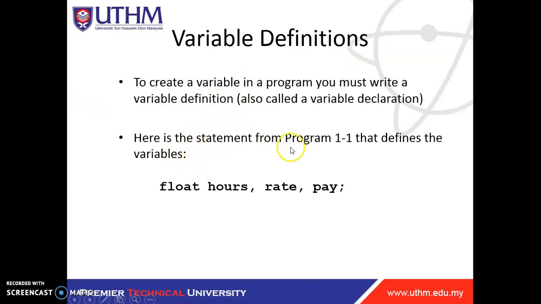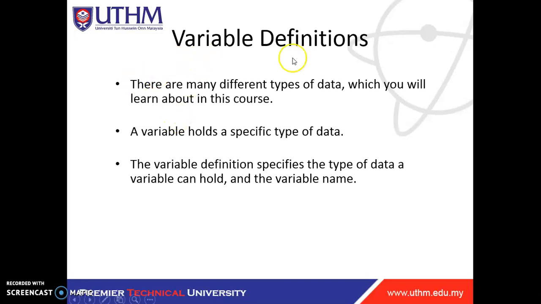So here's an example from the program, okay, this is another example, sorry. So float hours, rate, and pay. So here you can see that for this example, the hours, rate, and pay are all floating numbers, which means it is not an integer, but it is a floating number that can store decimal point numbers, like 1.1, 1.3, 1.05, like that. Okay, there are many different types of data which you will learn in this course.